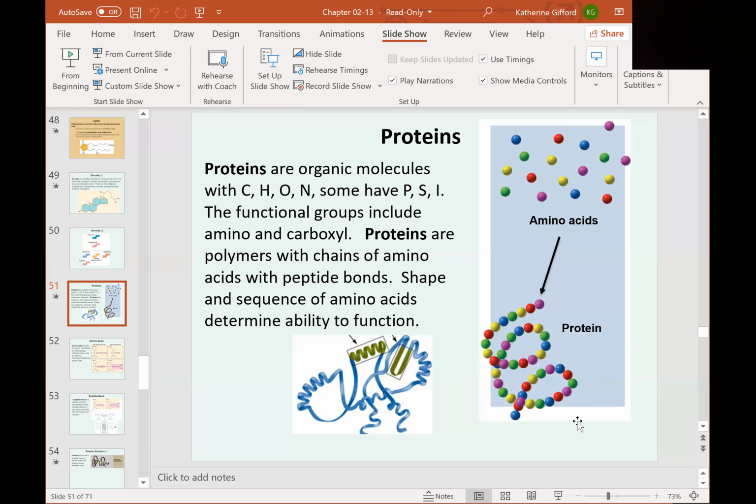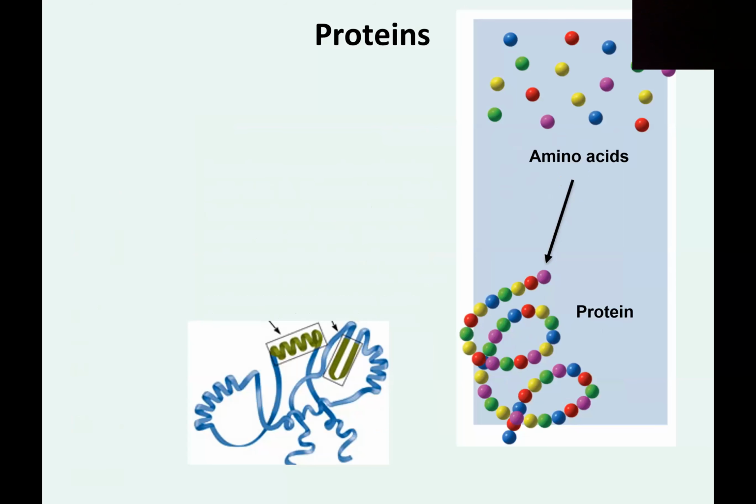So our third group of organic compounds are proteins. In this group, you'll have two different structural formulas to identify. Now, proteins is both the name of the group and the name of the polymer.